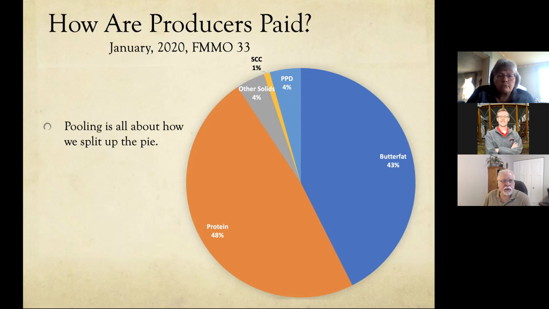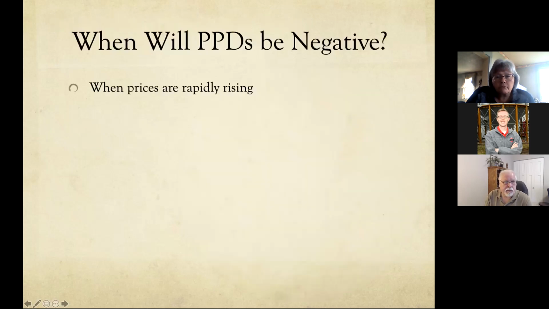So that's how we split up the pie. If we paid out more for components in butterfat, protein, and other solids than we had in total in the pool, I think you can see that the PPD is going to be negative. That's the way we get a negative PPD. It's that simple. But let's ask ourselves, when will they be negative? One way that can happen is when prices are rapidly rising.